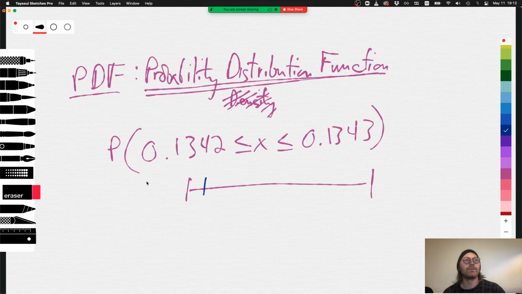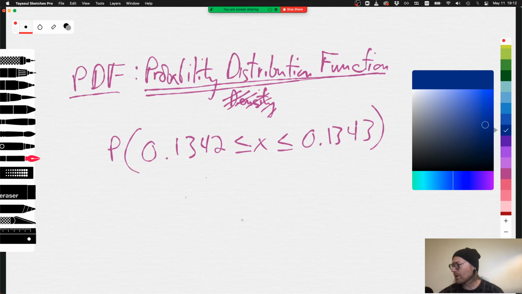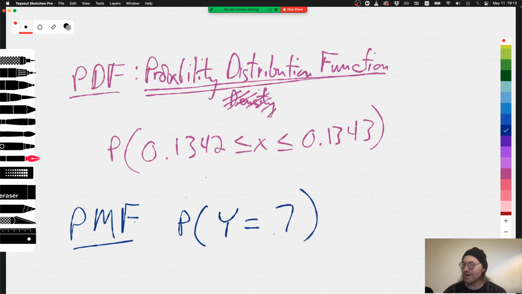Go ahead and erase that. So we have this idea of a PDF, and it's bounded by an interval. But recall that a PMF refers to a specific value. It refers to a discrete value, right? That's the probability that, say, y is 7, right? Doesn't need bounds. 7 is this discrete value.